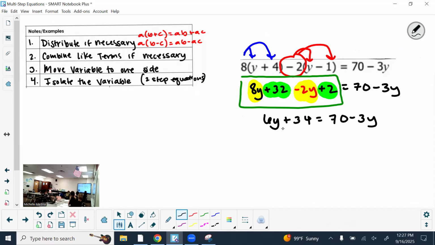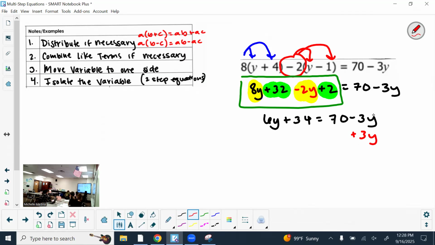I do need to move it to one side. Doesn't matter which one you move. It is usually easier though to move the smaller one because then you'll work with fewer negatives, but it doesn't really matter. So it'd be easier if we move the -3y though. Olivia, how would I move the -3y?